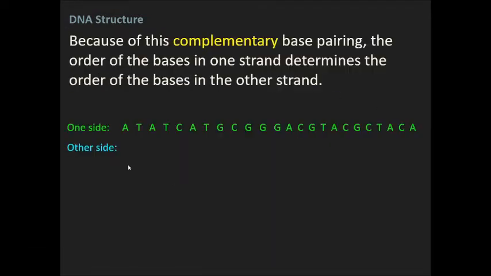So this is easy to get if you'll just follow along. If I know there's an A over here, A always bonds with what? A T. If there's a T here, I know it goes here. If there's an A here, there's a T here, TA, CG, AT, TA, GC, CG, the whole way down.